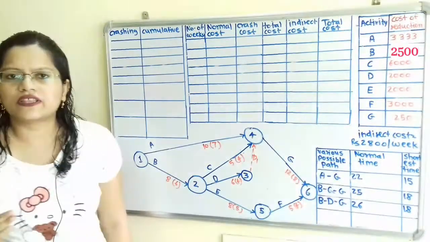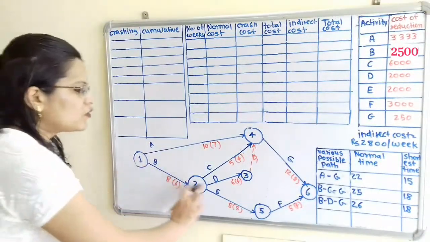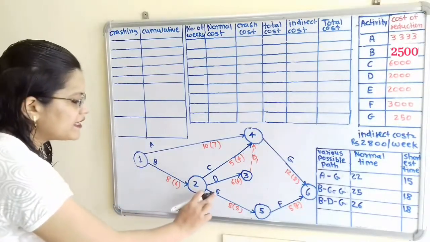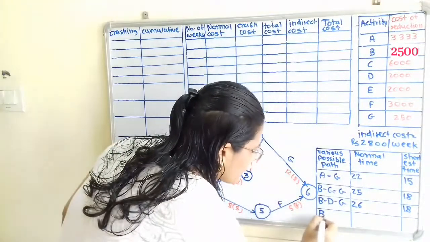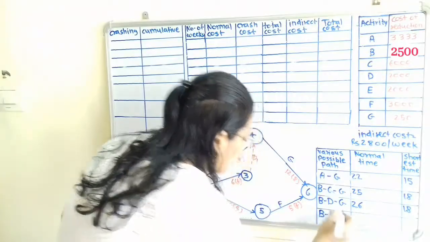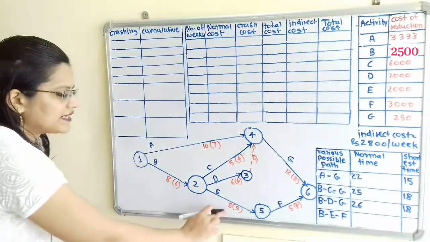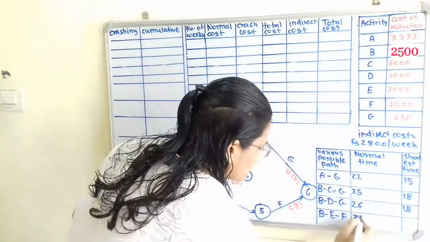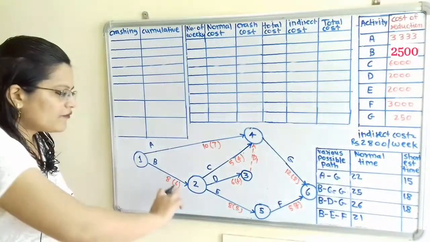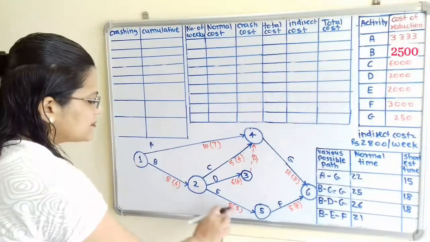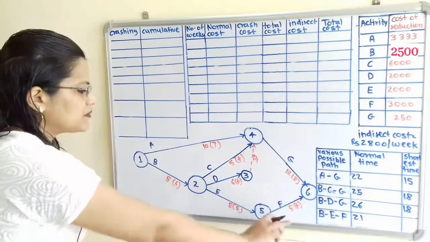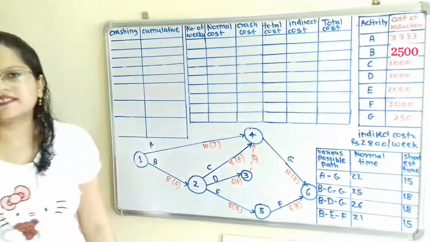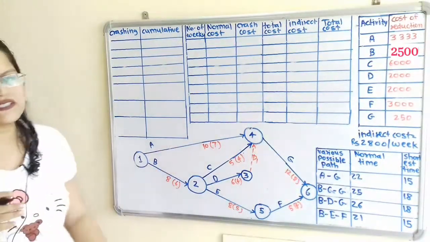Now we will move to the next, 1, 2, 5, 6. So in this there are three activities, B, E, F. Now we will calculate the normal time. 8 plus 8, 16, 16 plus 5, that is 21. Now we will calculate the shortest time. 6 plus 5 plus 4, that is 6 plus 4, 10 plus 5, 15. So this table is completed with reference to this diagram.